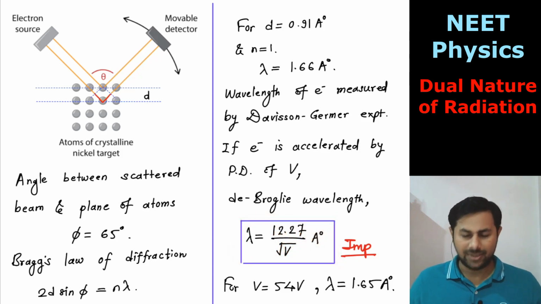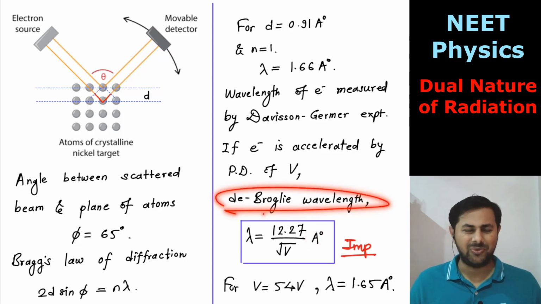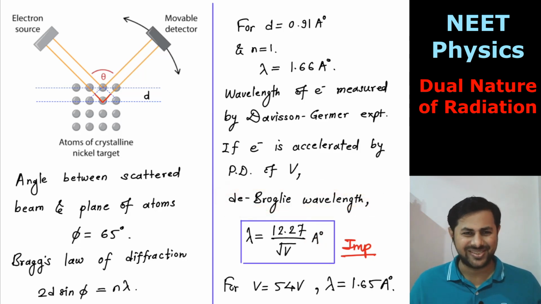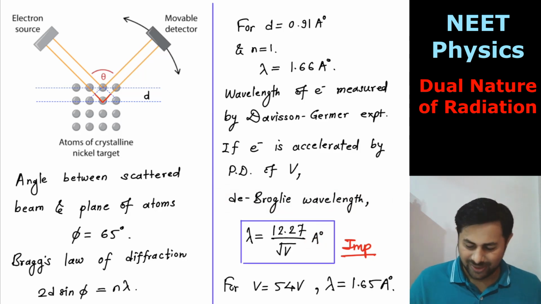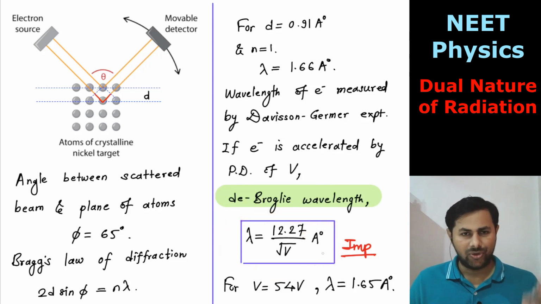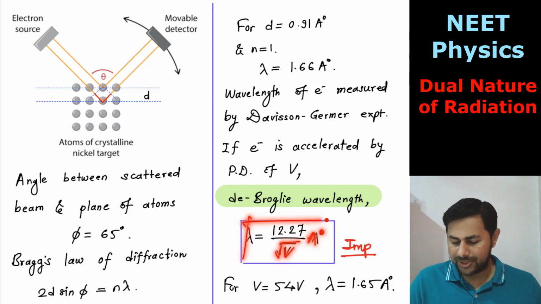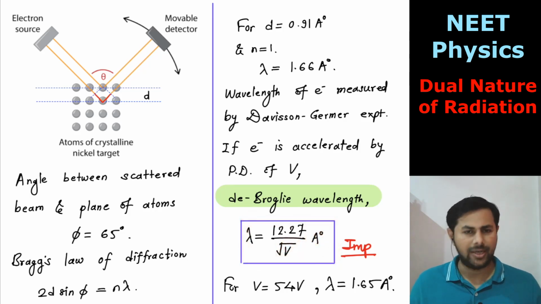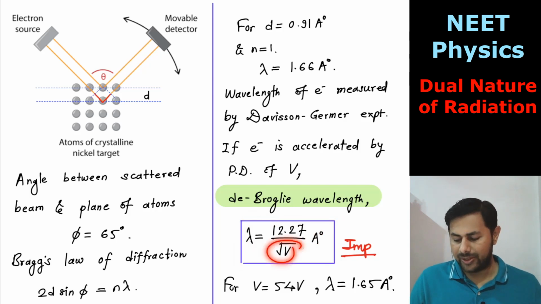This wavelength is known as the de Broglie wavelength, because this is de Broglie's hypothesis. The de Broglie wavelength is equal to lambda equals 12.27 divided by root of v angstrom. We just need to remember this formula separately for electrons, because there have been questions based on this. So lambda is equal to 12.27 divided by root of v angstrom units.